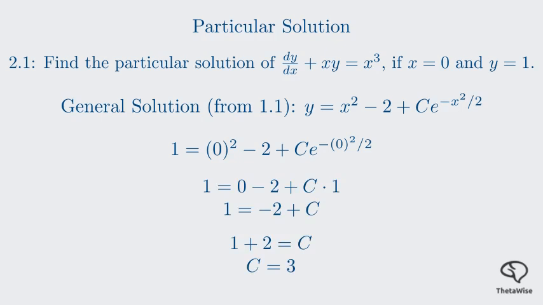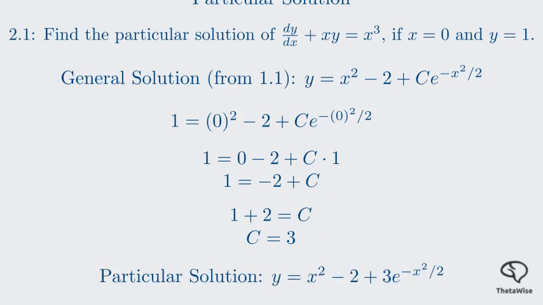The final step is to substitute this value of c back into our general solution. The particular solution is y equals x squared minus 2, plus 3 times e to the negative x squared over 2. This equation no longer contains the constant c. It describes a single curve that satisfies both the differential equation and the given point, 0, 1. Visualizing this, imagine a plane. The general solution is a family of curves shifted horizontally and vertically. The particular solution is just the one curve in that family that passes through the specific point, 0, 1.